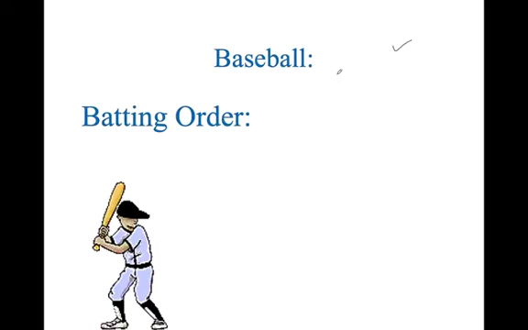In sports, in baseball, there's typically a batting order. There's the person who bats first, the person who bats second, third, fourth, and so on. Maybe the person who bats first is good at getting on base every time, and the person who bats fourth is good at hitting home runs, so they can cash in all these people who are on base.